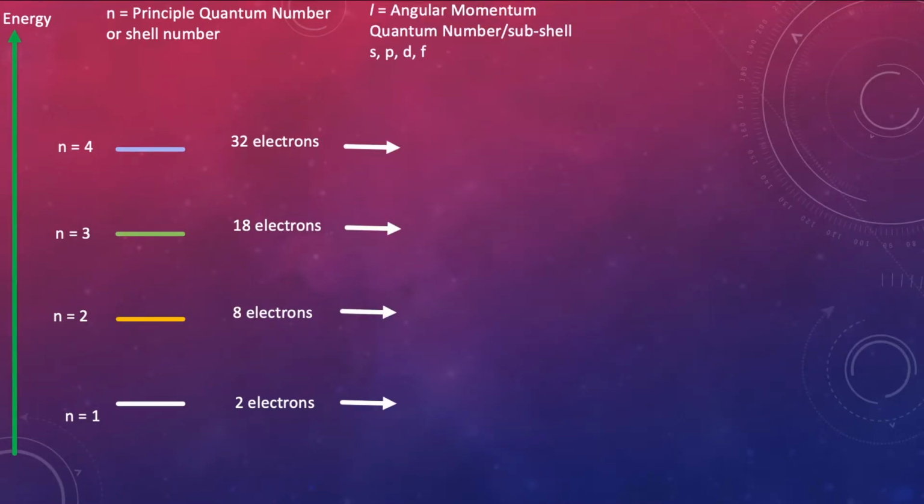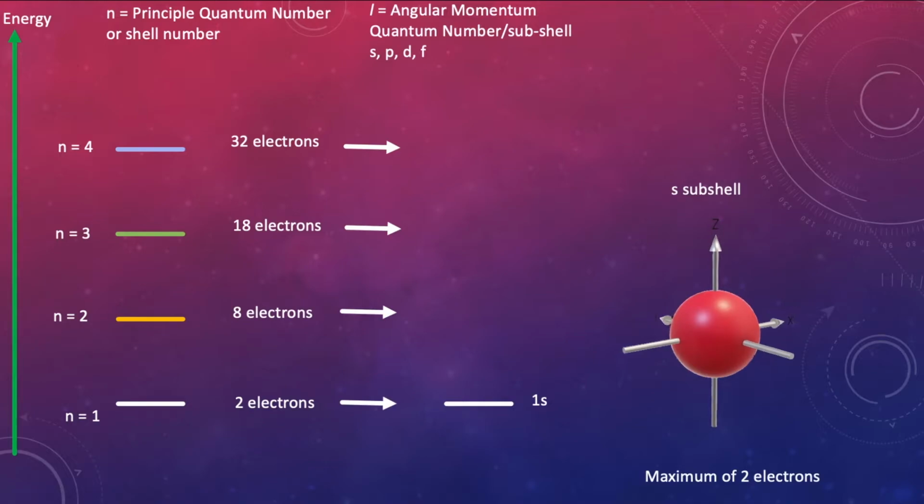Our first shell is made up of just one subshell, and that's the S subshell. An S subshell can only hold 2 electrons. What does an S subshell look like? Well, it's not particularly exciting. It's how you imagine the shells to be. It is just a sphere around the nucleus.